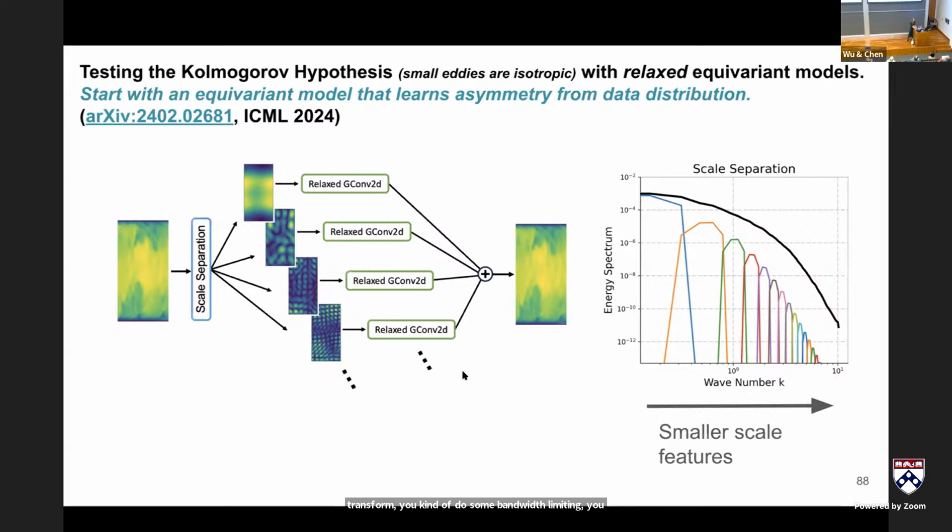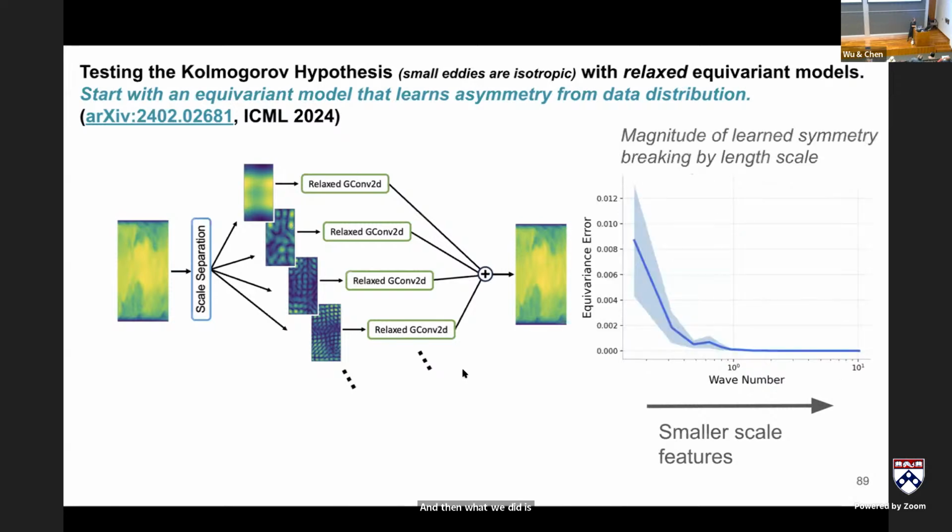And then what we did is that we learned asymmetry at different length scales. And what we observed is we looked at the magnitude of symmetry breaking as a function of length scale. So smaller scale features are going to have a higher wave number. And what we see is that most of the symmetry breaking is happening on large length scales. And this is what you would get from the Kolmogorov hypothesis, which is small turbulence vortices become isotropic, even if the large scale ones have broken directional symmetry.